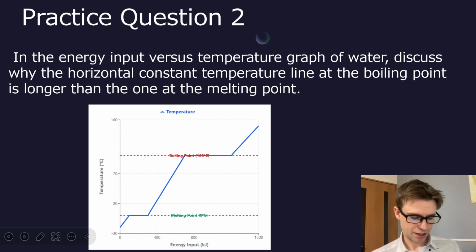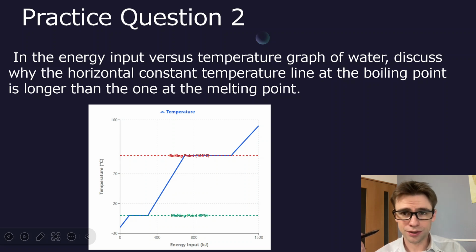Practice question 2. In the energy input versus temperature graph of water, discuss why the horizontal constant temperature line at the boiling point is longer than the one at the melting point. So at 100 degrees, the horizontal line is longer than at 0. So we know that that horizontal line represents state changes. What does it mean if the horizontal line is longer?